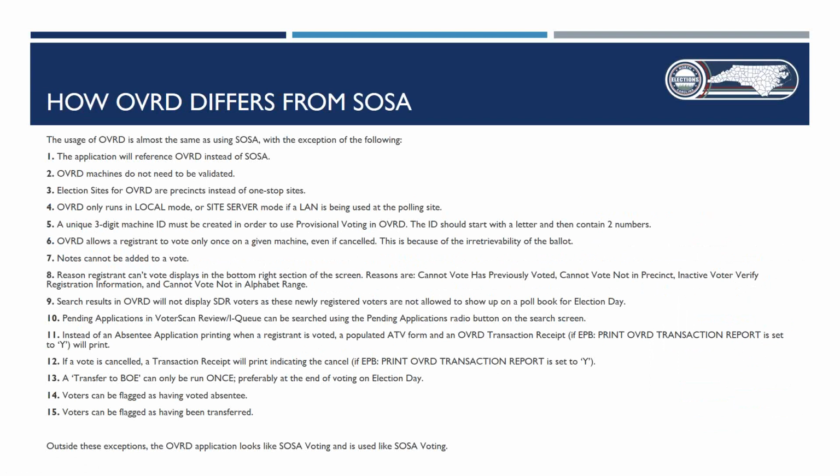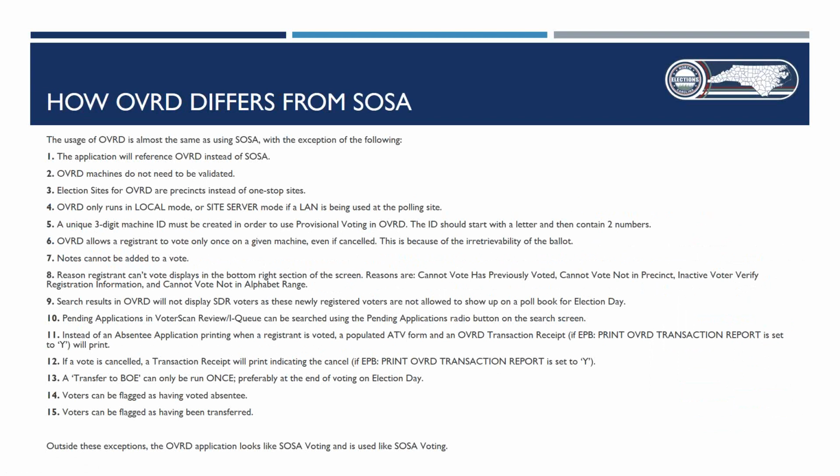And Erica, yes, I'm sorry, the ID thing too, number 5. Yeah, I was just about to talk about that one. Sorry. That's okay. So if you're going to use provisional voting in OVRD, then you have to set a 3-digit machine ID. And that ID needs to start with a letter and then have 2 numbers. Now, these are not stored or logged anywhere, so if you're going to do that, you may need to keep a manual running list of what machine ID you've assigned to what machine. And there's no reports that pull that information either, at least not at this time.